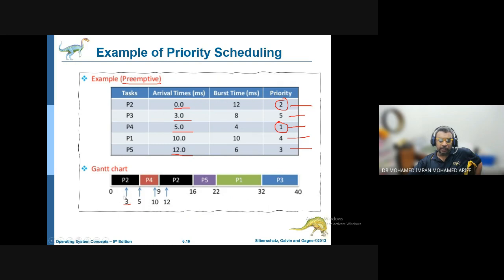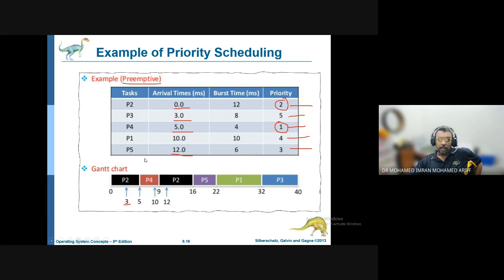At time 3, the operating system will check: oh, P3 has come in. P3's priority is 5. So this is a very low priority, the number is big. So it continues with P2 until the 5th second. At the 5th second, it has done 5 already. So its remaining burst time is 12 minus 5, which is 7. Okay, so 7 remaining.